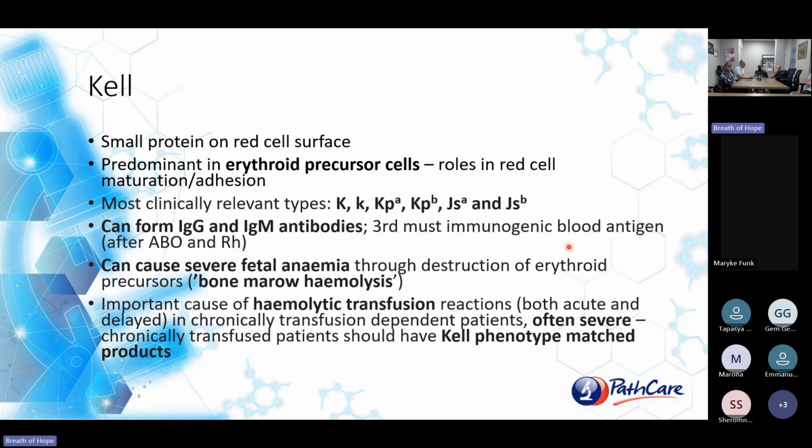It's the third most immunogenic blood antigen after ABO and RH, and can cause very severe fetal anemia through the destruction of erythroid precursors, the so-called bone marrow hemolysis. It's an important cause of hemolytic transfusion reactions, especially in the chronically transfused. And because it occasionally makes IgM antibodies, it can sometimes cause severe hemolytic transfusion reactions. Patients who are chronically transfused should be matched to the CAL phenotype in order to avoid this potential severe complication. And that is a service offered by SANBS. So you can ask SANBS to please do extended phenotype for rhesus and CAL to provide units matched to that phenotype.